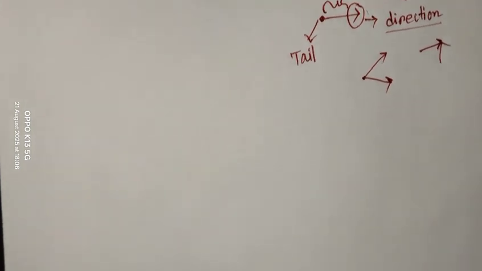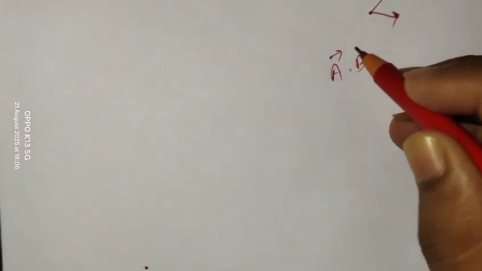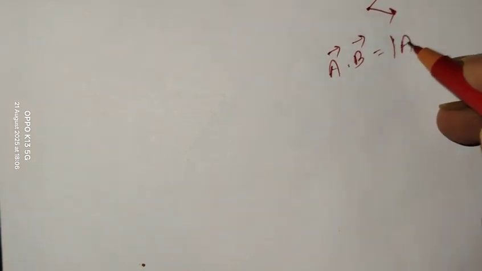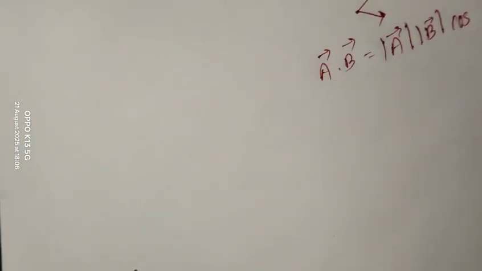Now we should talk about the dot product. You know what the dot product is? Let's say this is A dot B, where A and B are vectors. Maybe they are unit vectors, doesn't matter. So this is the dot product. This is cos theta.